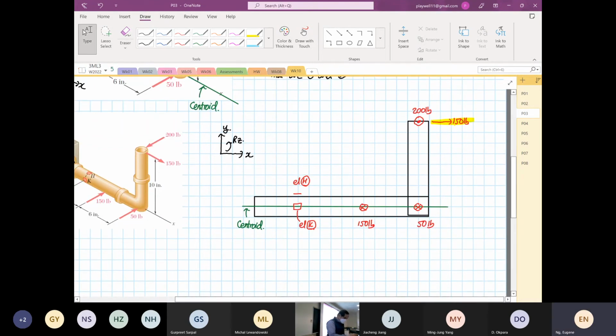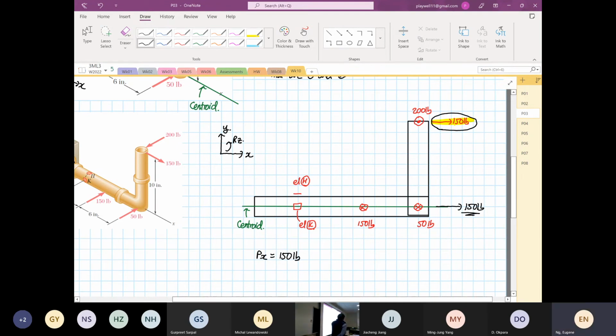We know that we are going to have a Px that is equal to 150 pounds. So this force over here, right, is parallel to the what? Centroid. So it is also going to induce 150 pounds in the x direction.